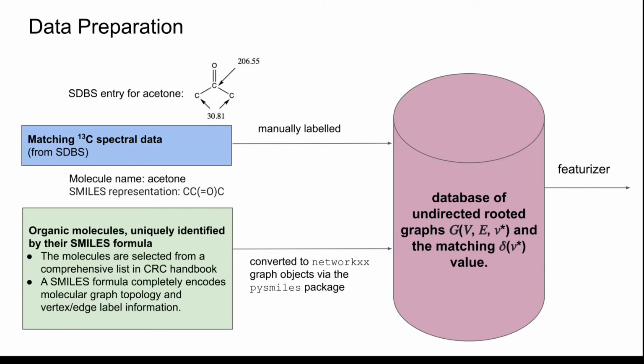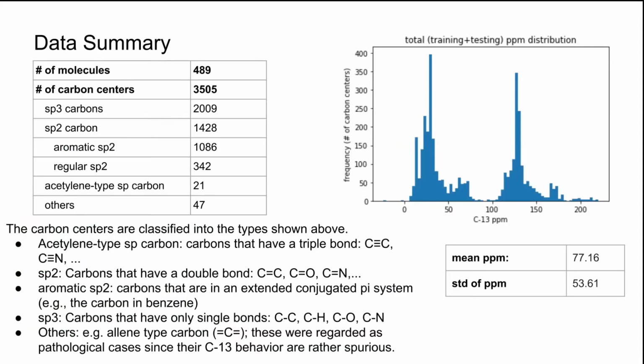We gathered almost 500 molecules, which included 3,500 carbon centers. The distribution of these chemical shifts is very bimodal, with single bonded sp3 carbons on the lower end and double bonded sp2 carbons on the higher end.